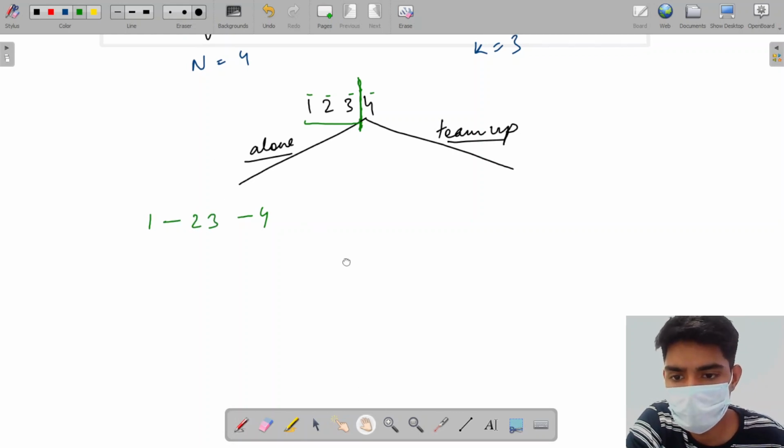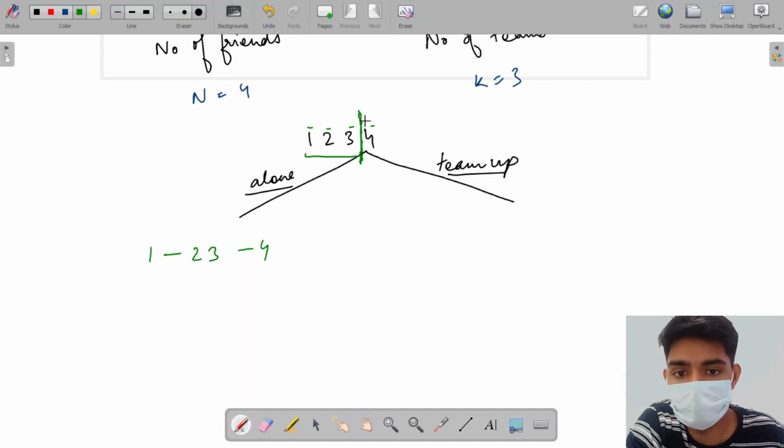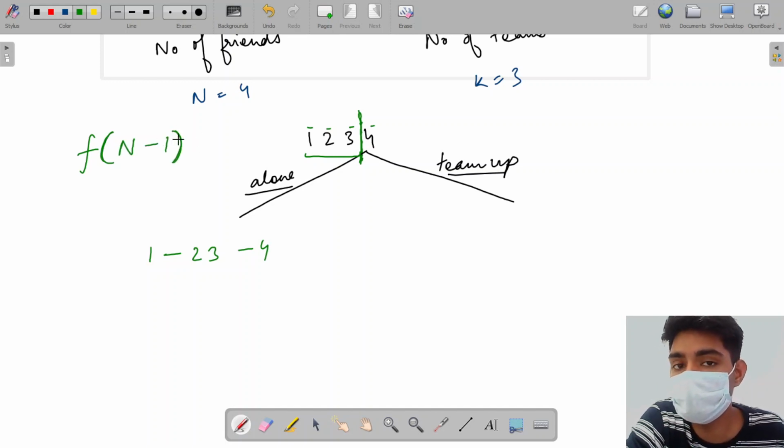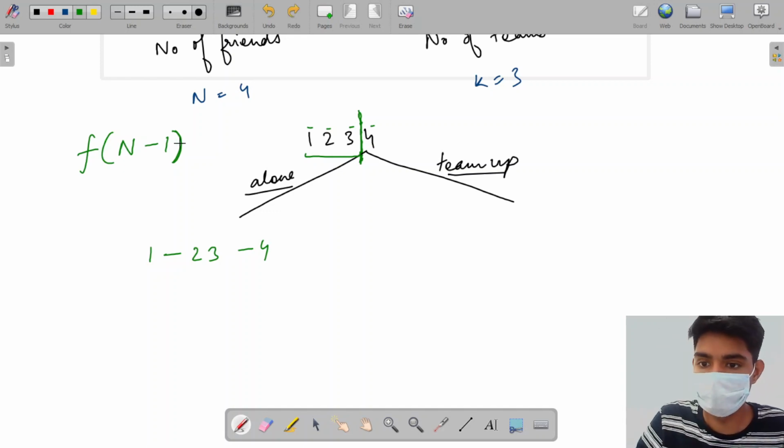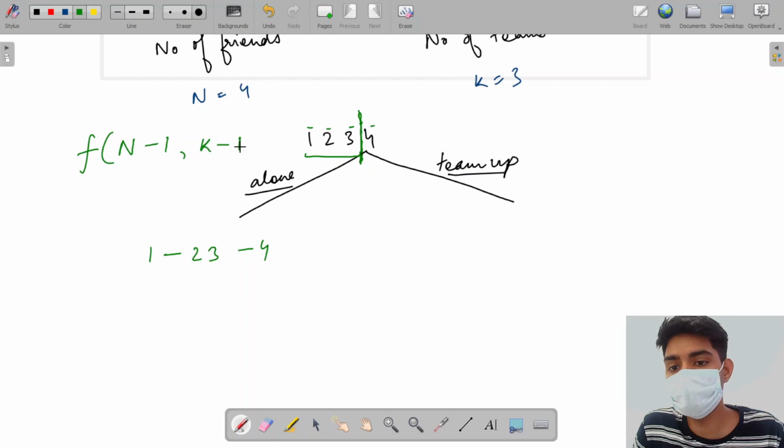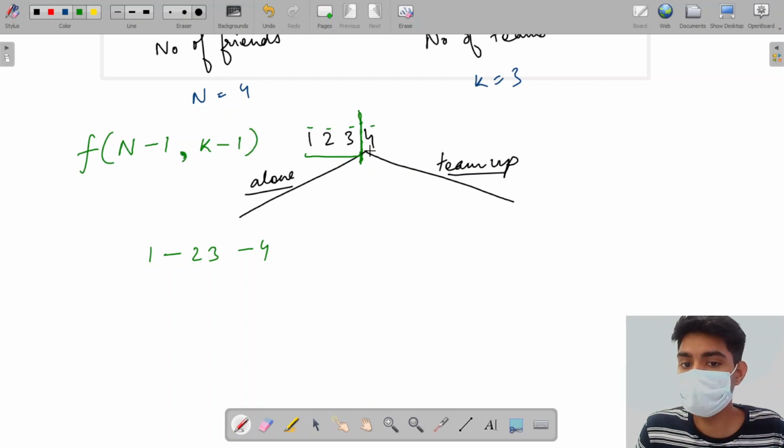So what we are actually doing here is taking 4 alone, and since 4 is alone, I'm saying to the n minus 1 friends that you go and make me k minus 1 subsets. I am going alone, and I'm saying to the n minus 1 friends that you go and make me k minus 1 subsets. If you do this, I'll attach myself to the end of it.